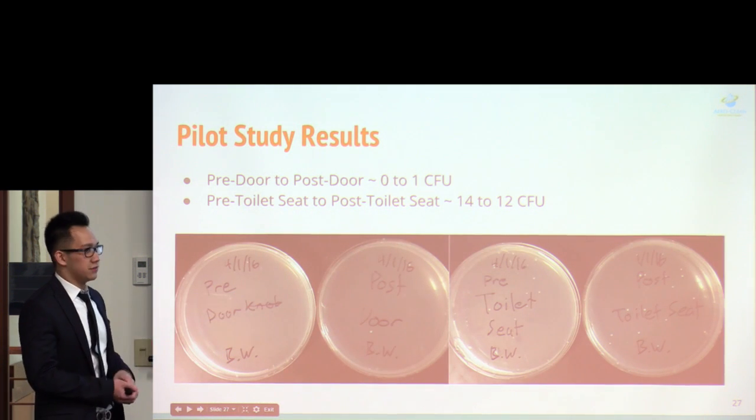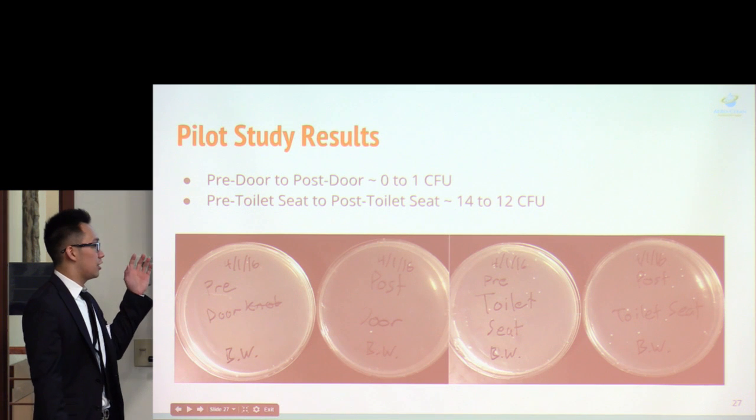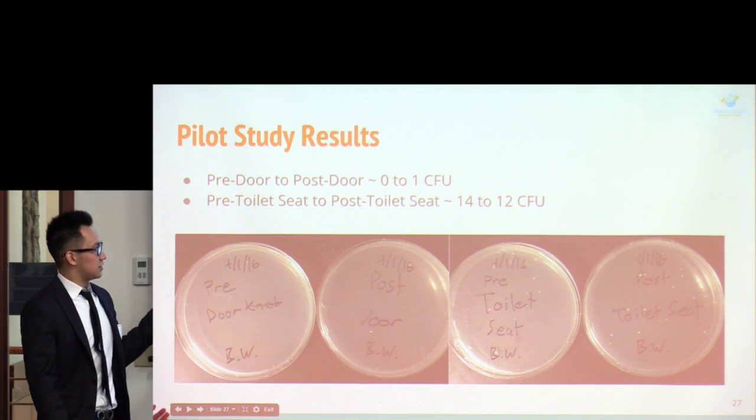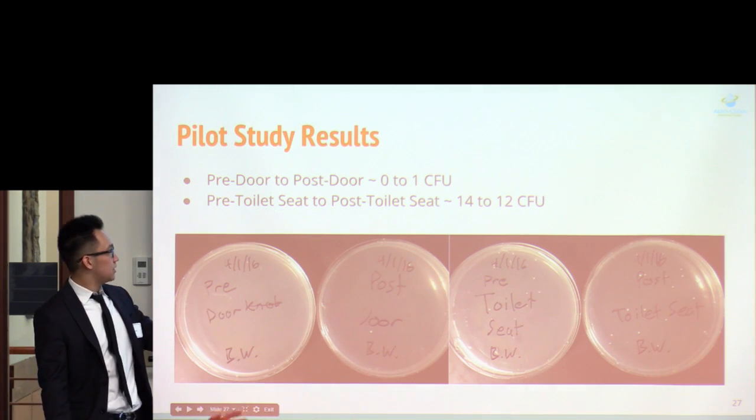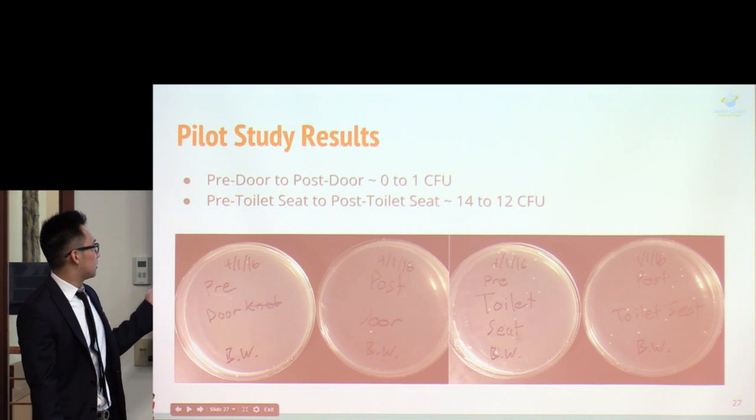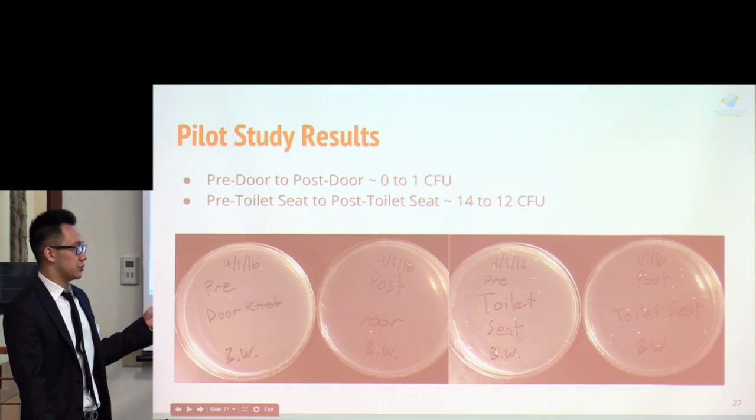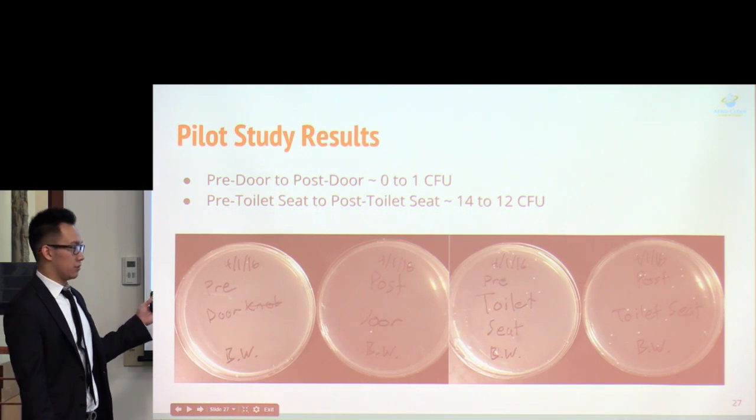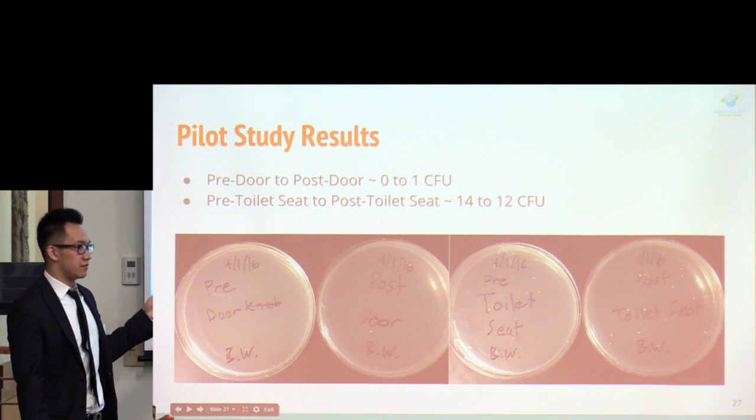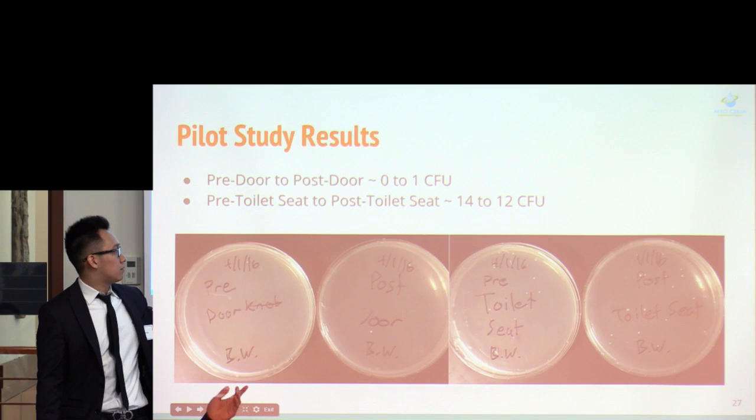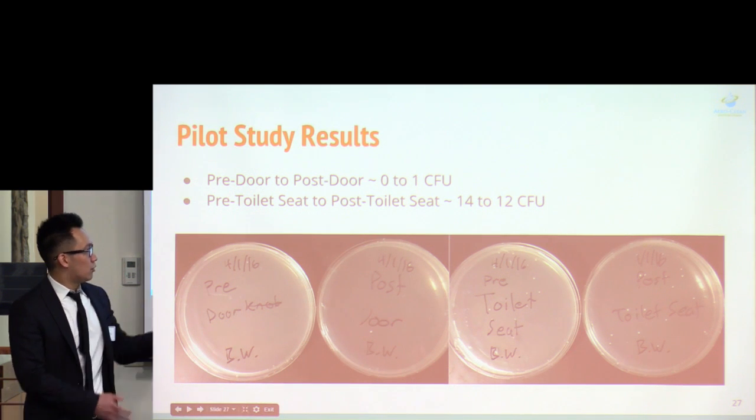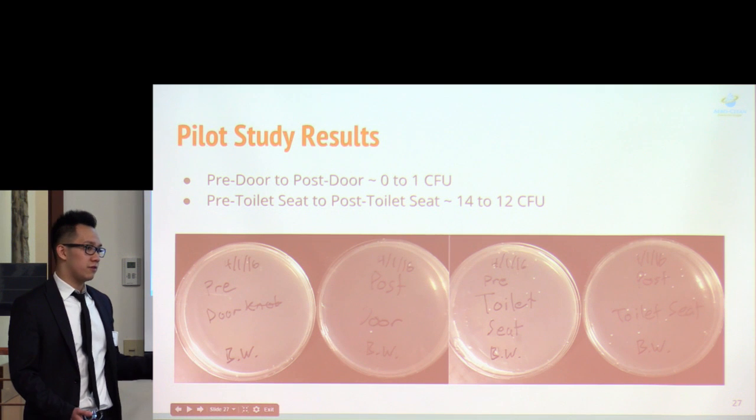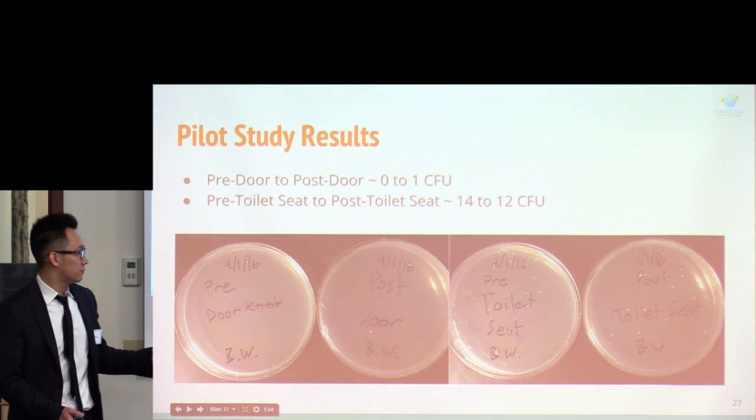So based on Lucy's video, we also observed that it clearly hit the door, and it didn't really reach the toilet seat. Based on this image on the left, the pre-door to post-door, we can assume that there wasn't really any germs on the door to begin with, so our fogger didn't make much of a difference after using it. And on our pre-toilet seat to post-toilet seat, both of the agar plates look very similar, so we can assume that if our fogger does hit the active surfaces, it's very effective.